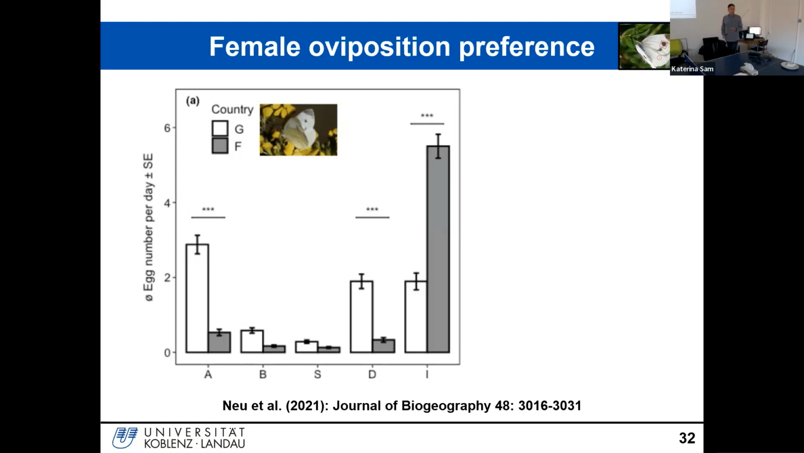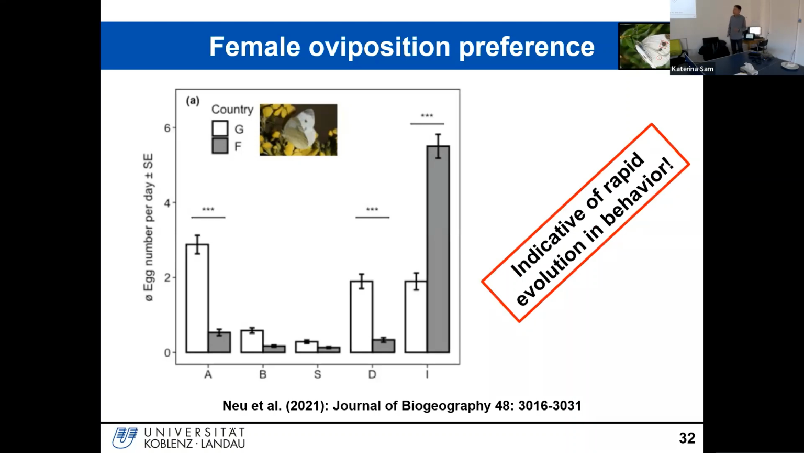Now look at the German populations. They actually showed the highest preference for a plant which is not even occurring in France. So within less than 10 years, they show a completely different oviposition preference, being much more flexible, using different plants to roughly the same share: three different plants, two of which also occur in France, and one of which does not even occur there. I thought these were fantastic and interesting results, and this is indicative of rapid evolution in behavioral traits.